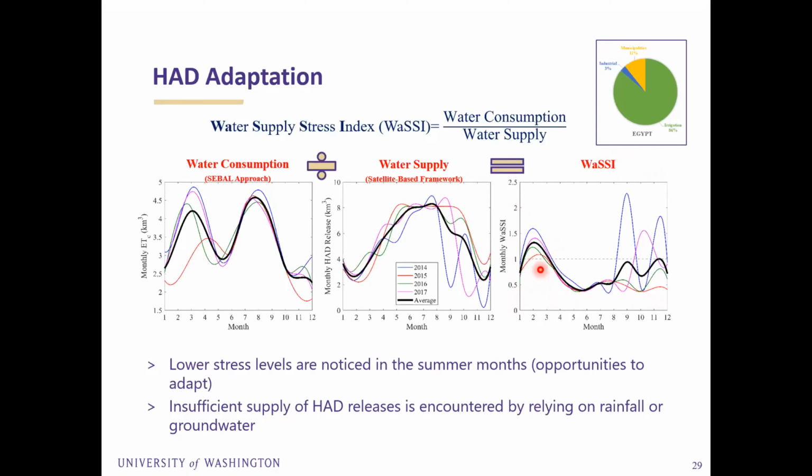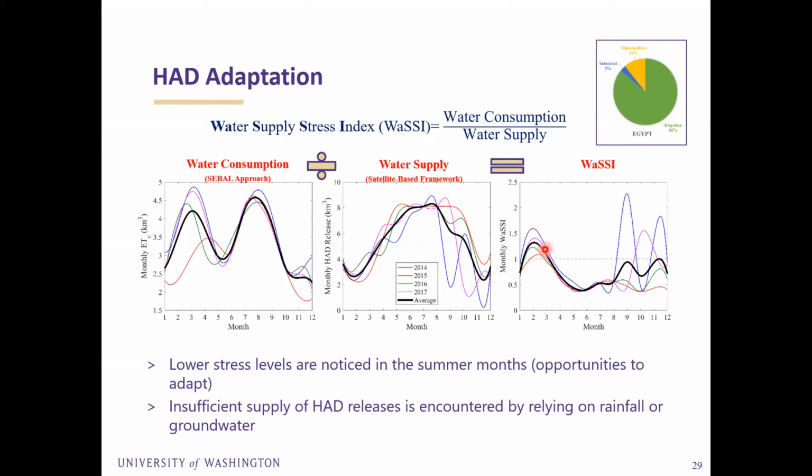And we can see that the stress is sometimes very high, especially when the release is less during this month, like in the beginning of the year, January to March, and also at the end of the year between October and December. Probably sometimes the stress is more than one, which means that the surface water supply is not enough to cover the demand in the downstream.